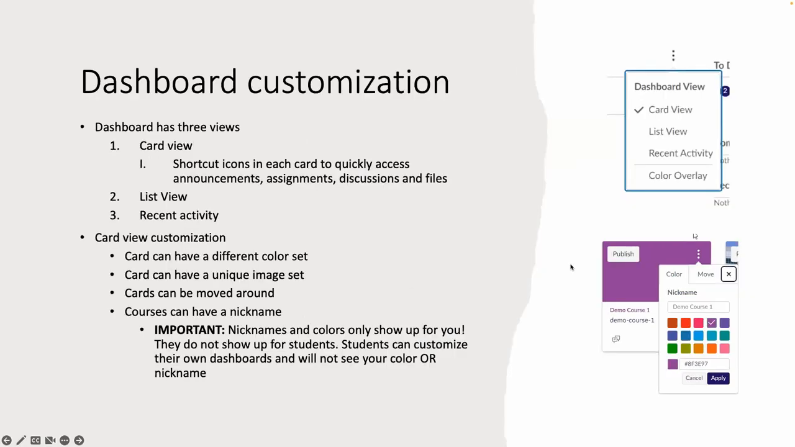Next is the dashboard customization. So with the dashboard comes a few customization options. If you don't like the card view, you can change it to a list or recent activity. And then each card also has customization features. You can give your cards a unique color. You can set a unique image. You can move around the cards. And then you can also give your card a nickname. So if you wanted to label that course your most important course, you could.